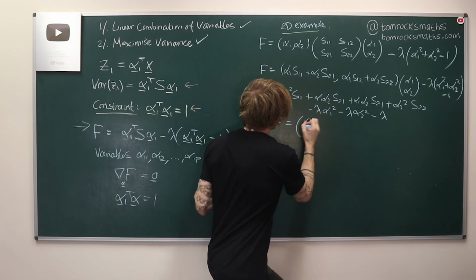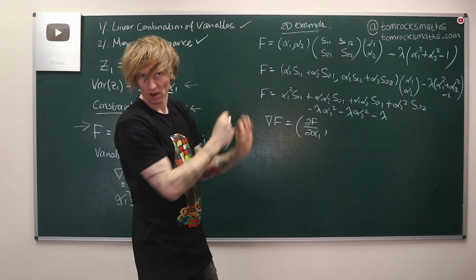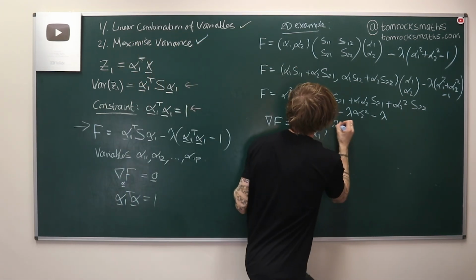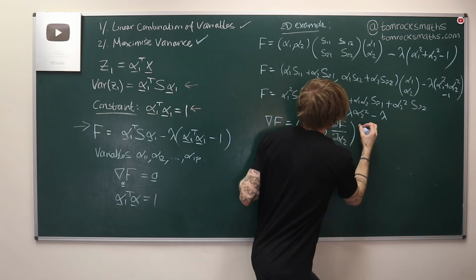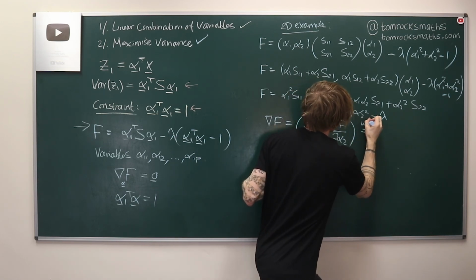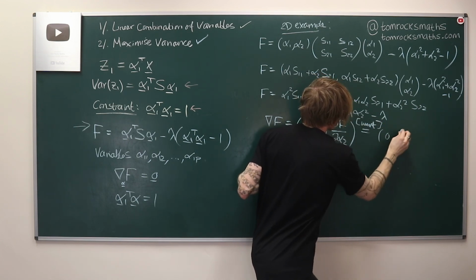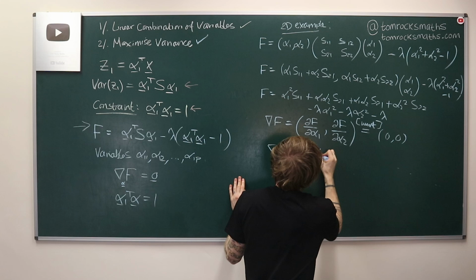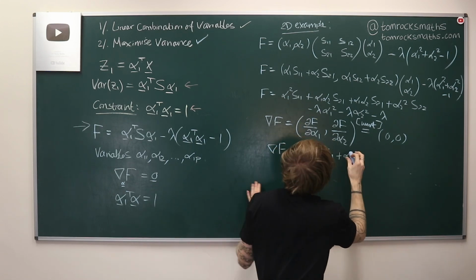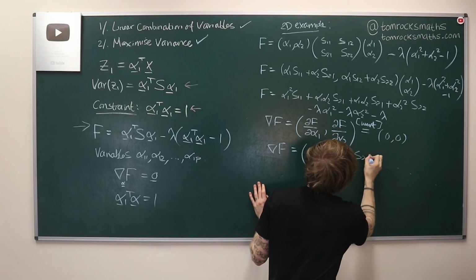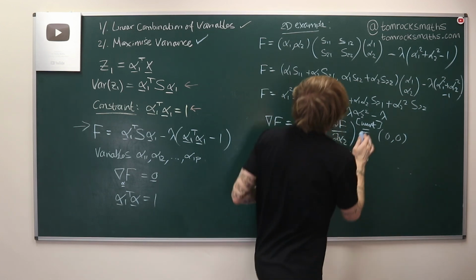So if we want to work out the gradient of F, then what that's actually going to be is just dF by d alpha 1. The derivative with respect to the first variable is in the first position of our gradient vector. And then dF by d alpha 2, that second component, and we want this to be equal to 0, 0. We're going to get 2 alpha 1 S11 plus an alpha 2 of S21 plus another alpha 2 of S, that should be 1, 2, shouldn't it?